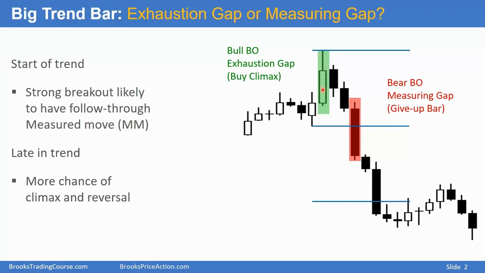And exhaustion gaps mean that the bulls are tired, they're exhausted. That doesn't mean the market will turn into a bear trend. In fact, most of the time when you have an exhaustion gap, the market goes sideways. But if the context is good, and if you start to get consecutive big bear bars, the odds are you're going to get a reversal and not simply a pause in the bull trend.